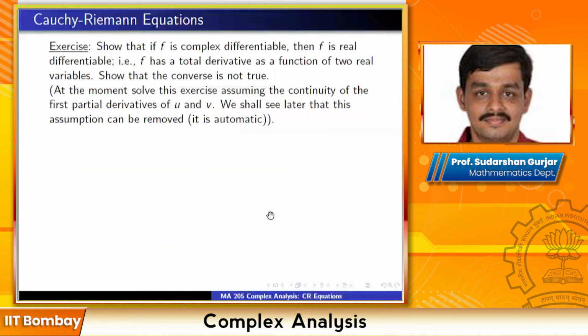Now an exercise. Show that if f is complex differentiable, then f is real differentiable, that is, f has a total derivative as a function of two real variables, and show that the converse is not true. At the moment, solve this exercise assuming the continuity of the partial derivatives. We will see later that this assumption can be removed. It is automatic: if f is holomorphic on a certain open set, the partial derivatives are automatically continuous. So this is not really an assumption at the moment. Solve it with this assumption. So complex differentiable means real differentiable.